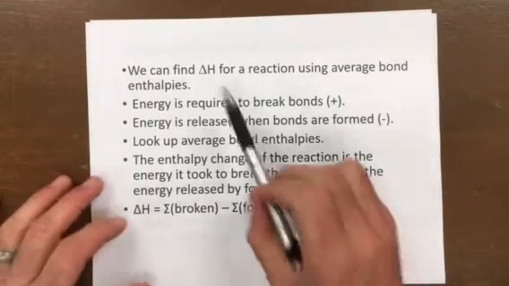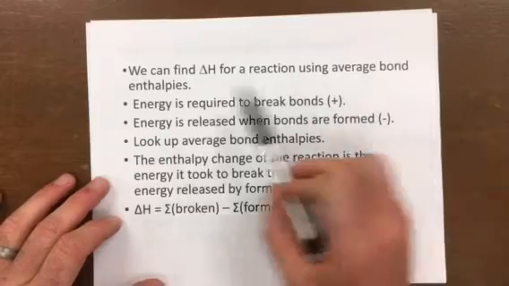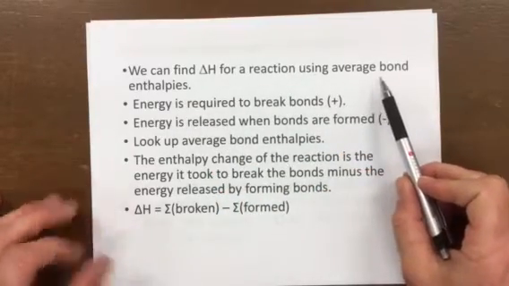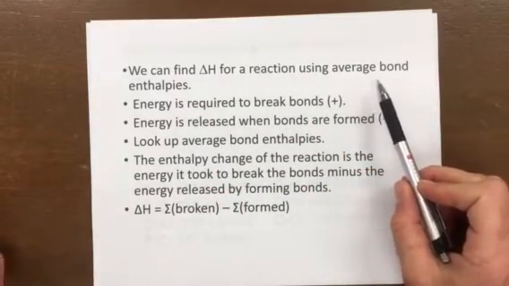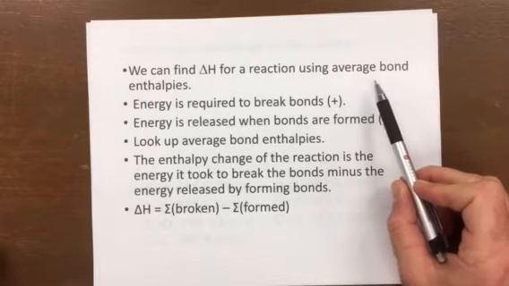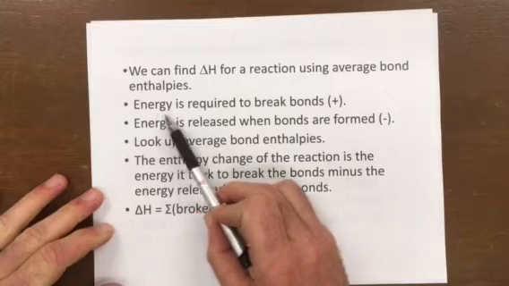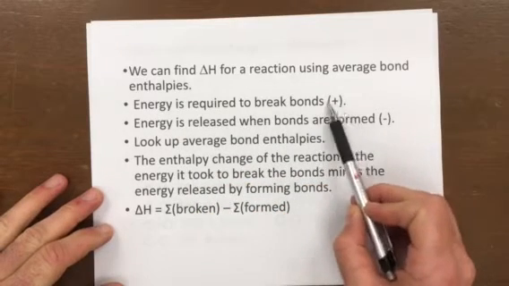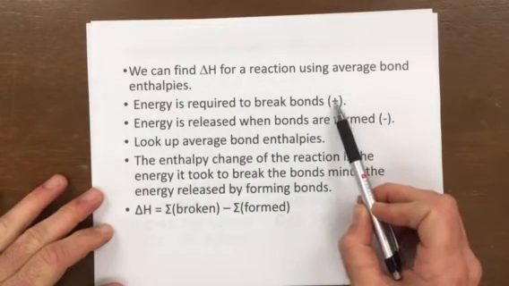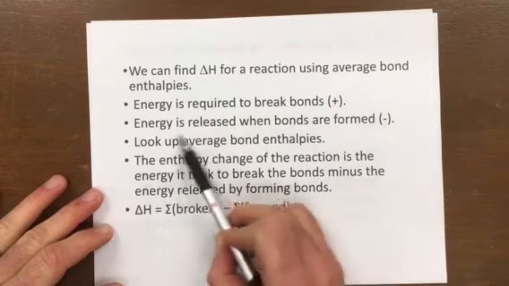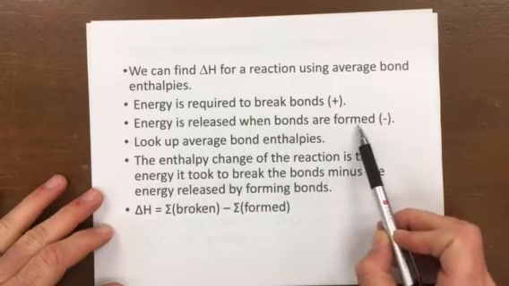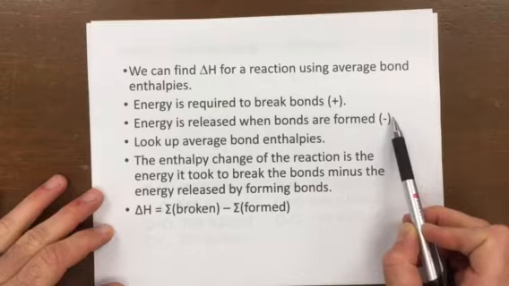So we can find the enthalpy change of a reaction using average bond enthalpies. Average bond enthalpies will be provided for you on a test, or you can look them up in the back of a book or some other index. And energy is required to break bonds. So that's going to be your positive part. You're going to have to put energy in to break bonds. And then energy is going to be released when new bonds are formed. So that's your exothermic part.